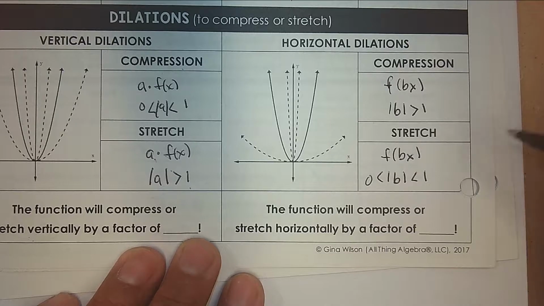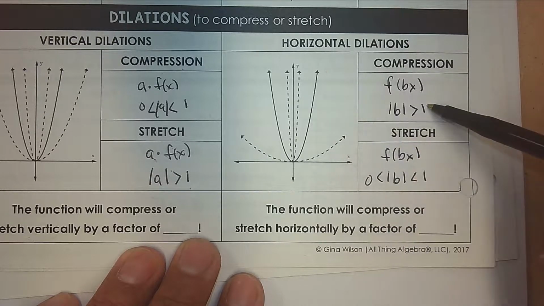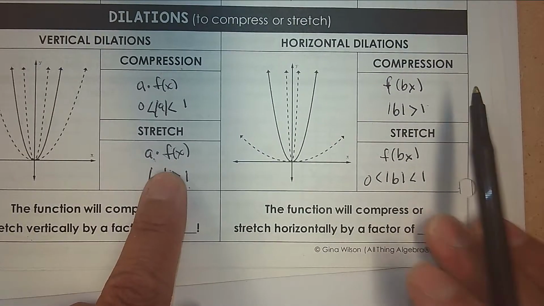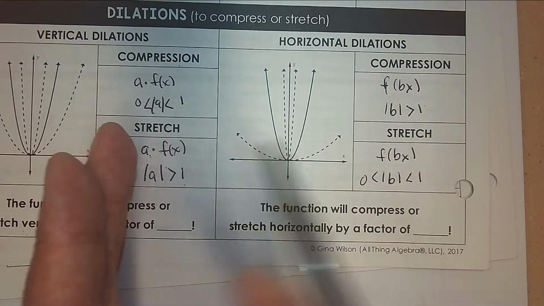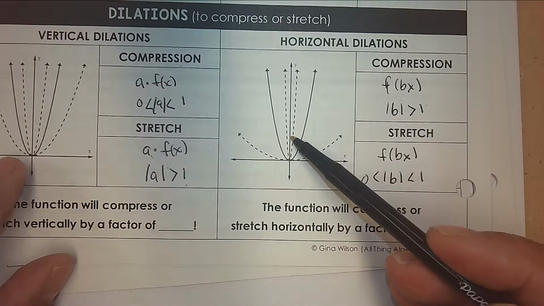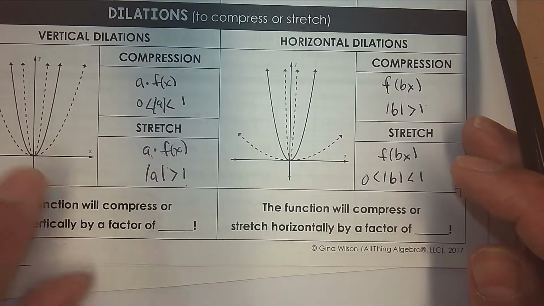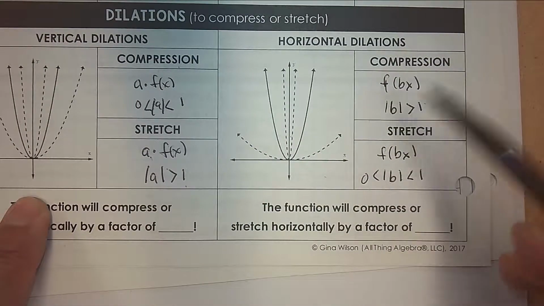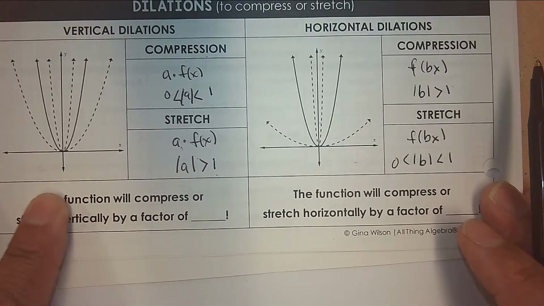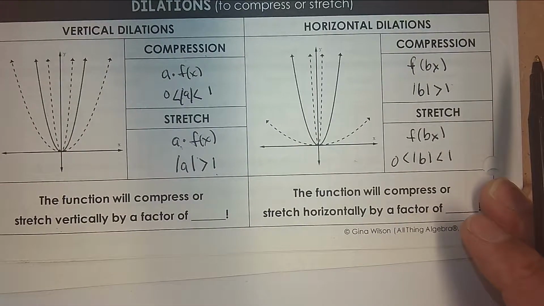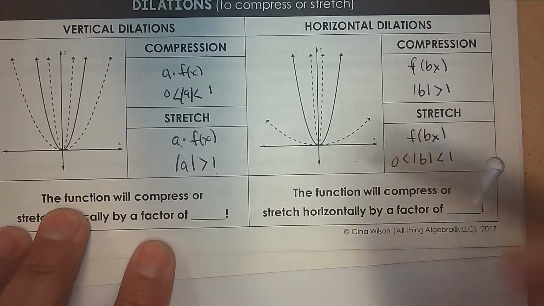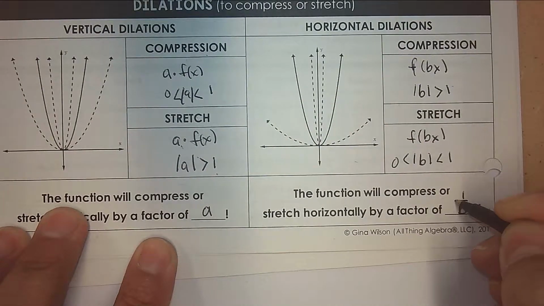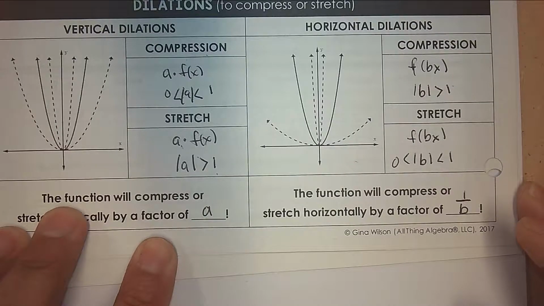So when you look at it, horizontal compression is actually the same as a vertical stretch. They do the same thing to the graph. If you squish it in horizontally, it creates a vertical stretch. If you stretch it out horizontally, it creates compression vertically. So they work inversely. The function will compress or stretch horizontally by a factor of 1 over B, the reciprocal of what you see. All right, turn the page.